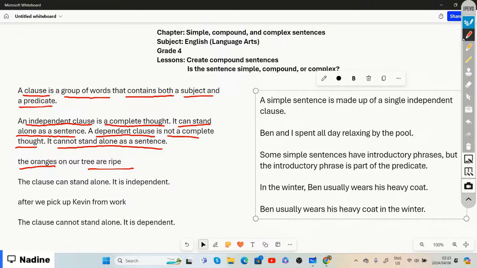Because remember, when it comes to writing, we have formal writing and informal writing, based on the type of thing that you're writing. If you're writing a formal letter or an essay, then you need to use formal language. But if you are writing to your friend or in your diary, then you can use informal language.